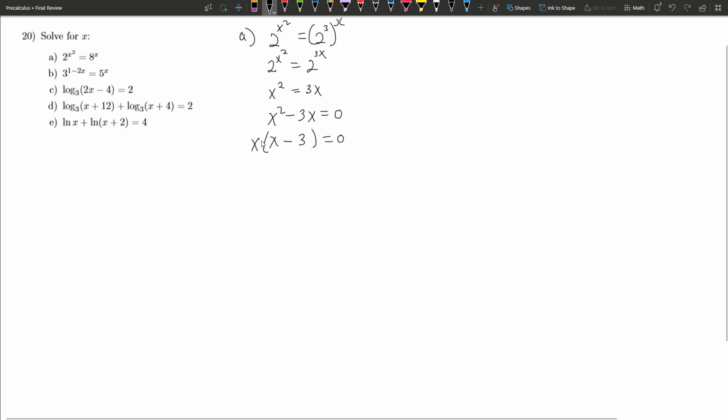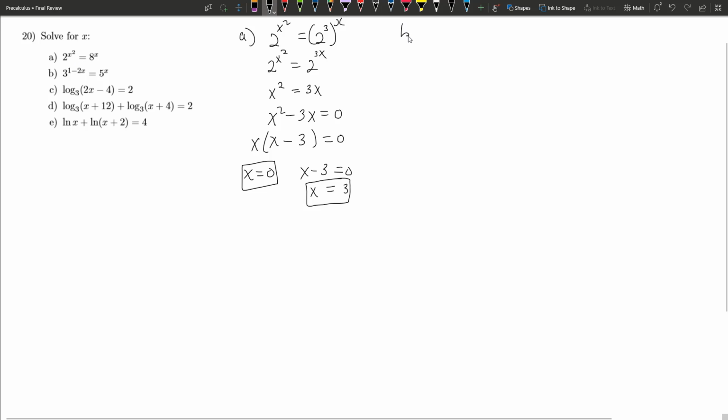And well, if these two things are being multiplied to give us 0, x itself is equal to 0, or the other thing over here, x minus 3, is equal to 0, which in this case would mean x is equal to 3, right? Just add 3 on both sides. So you have two solutions that could satisfy this equation.